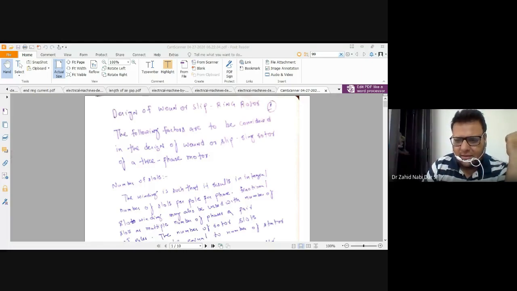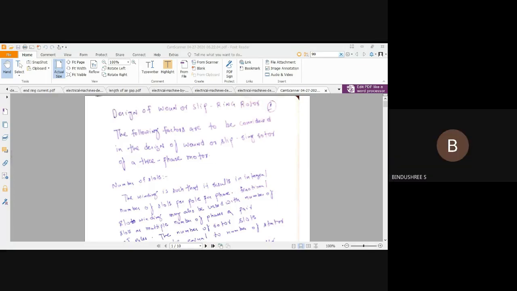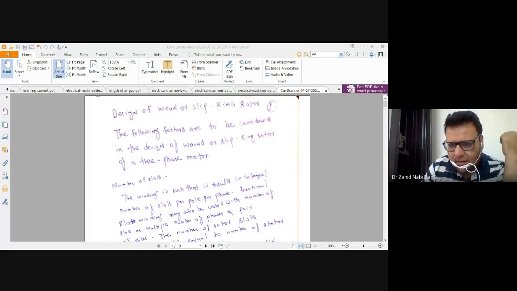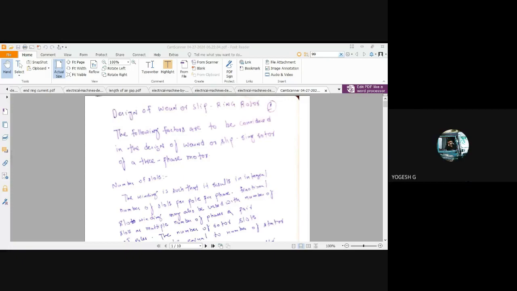So now tell me, when you are calculating the rotor flux minimum area, what are you taking into consideration? Either you are taking into consideration flux density or area. Area. Okay. Chalo, theek hai.